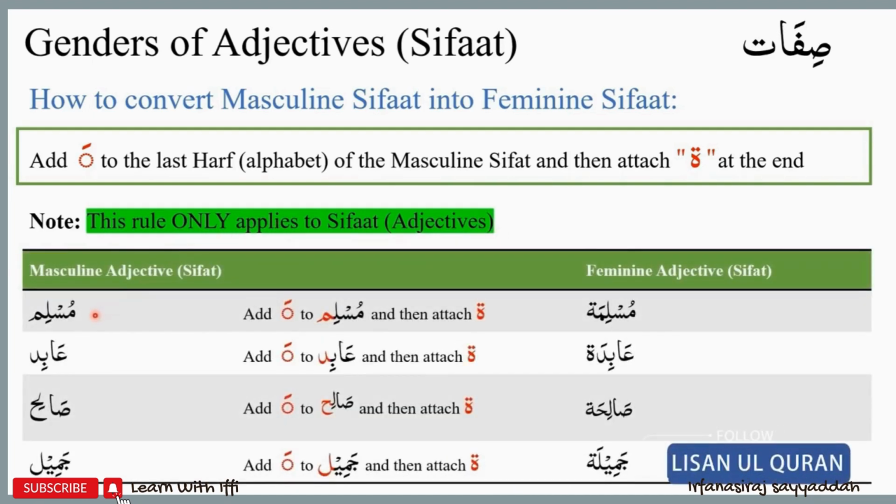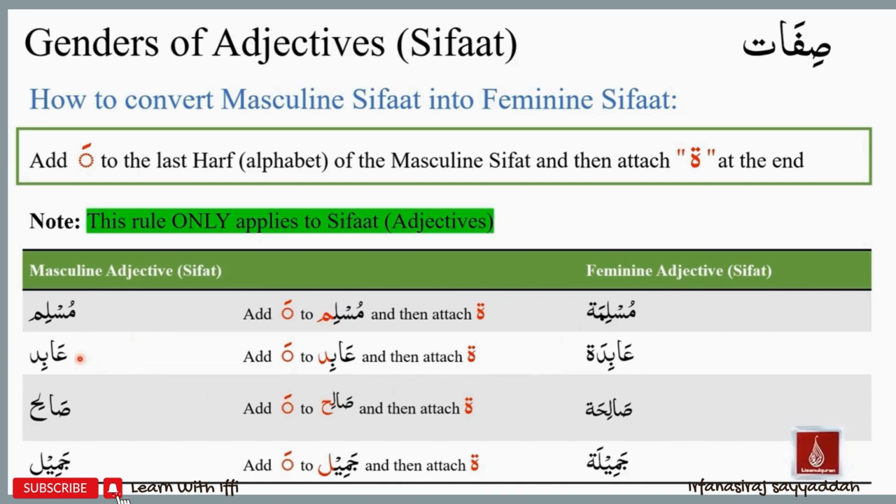Muslim, as we recall, is a sifat and it's a masculine version of a sifat. In order to convert it into the feminine version, we will add zabar to the meme at the end, which is the last alphabet of Muslim, and then attach gol ta at the end. This becomes the word Muslima. So on the last alphabet of Muslim, we added a zabar and added a gol ta. So Muslim is the masculine version of the adjective. Muslima is the feminine version.